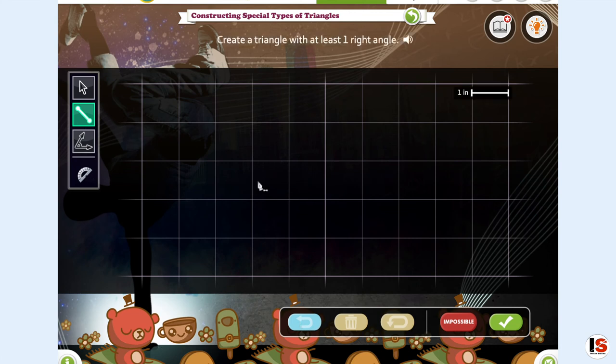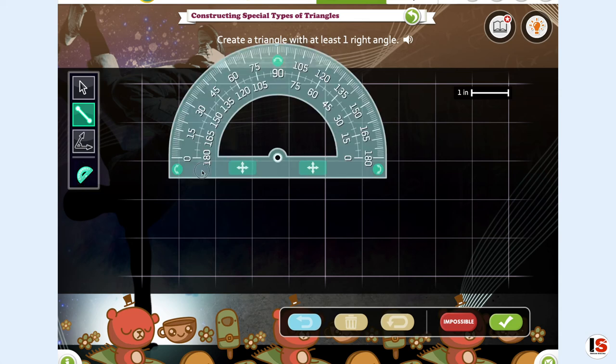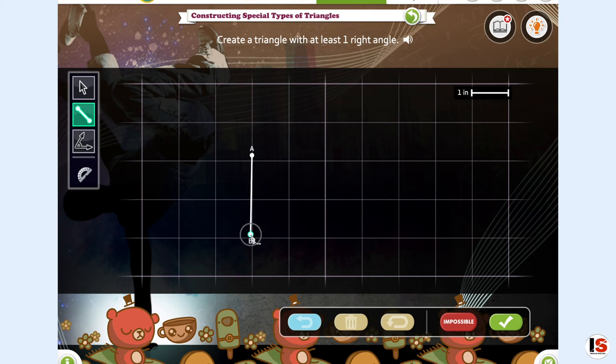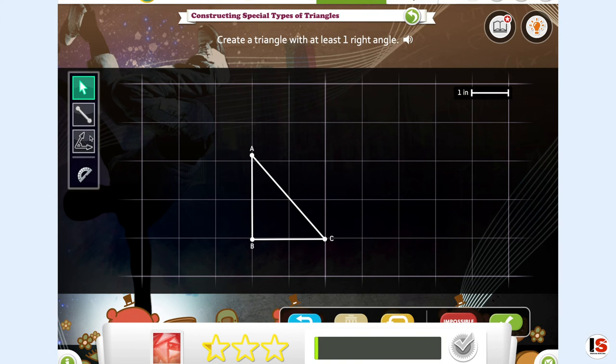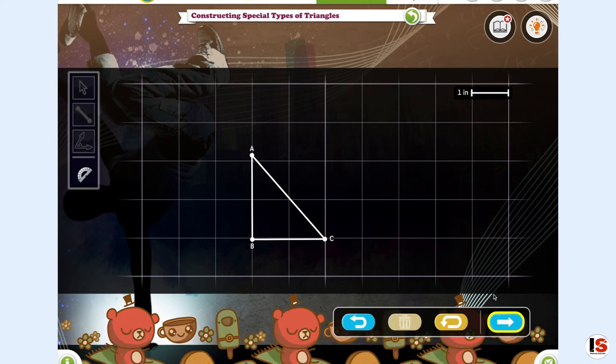Create a triangle with at least one right angle. A triangle with one right angle? It is possible to create this triangle. Try again or select the hint button. A right angle has a measure of exactly 90 degrees. Select the hint button again to hear a different hint. Use the protractor tool to measure the rotation around one vertex between two sides. Pop an angle glitter. Select next when you're ready to continue.